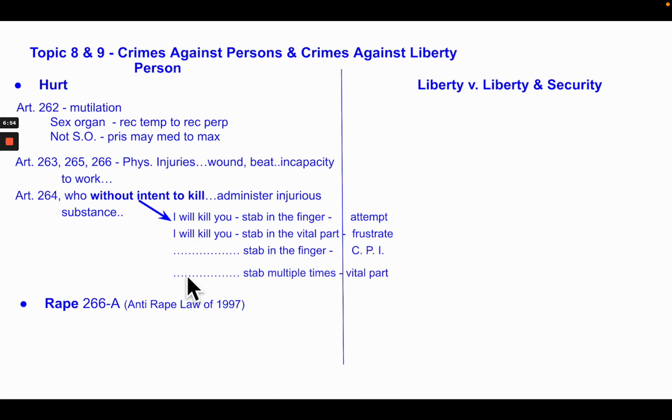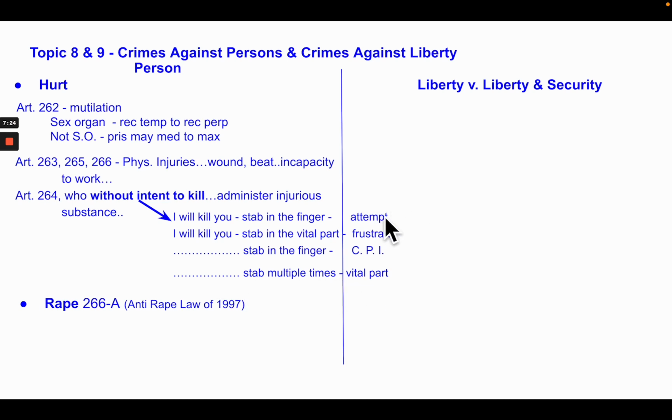All right, let's do it again. No intention. It's not clear if there's an intention to kill. There was a stab multiple times in the vital part of the body. So what do you think? Well, even if there's no expressed intention of killing, multiple stabs in the vital part of the body will show that there is an intent to kill. So it's like saying their intent to kill is proven.